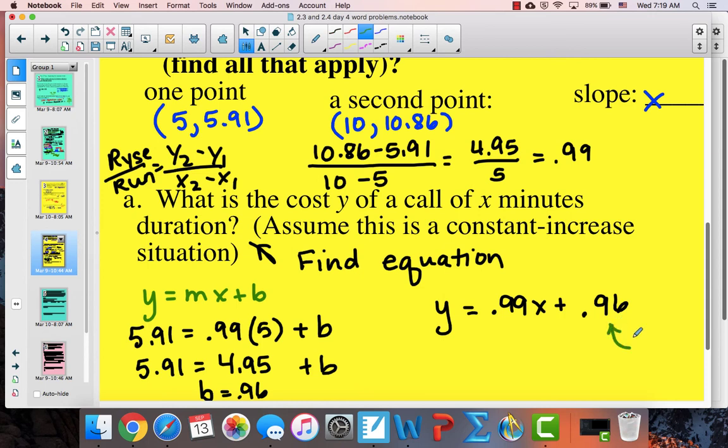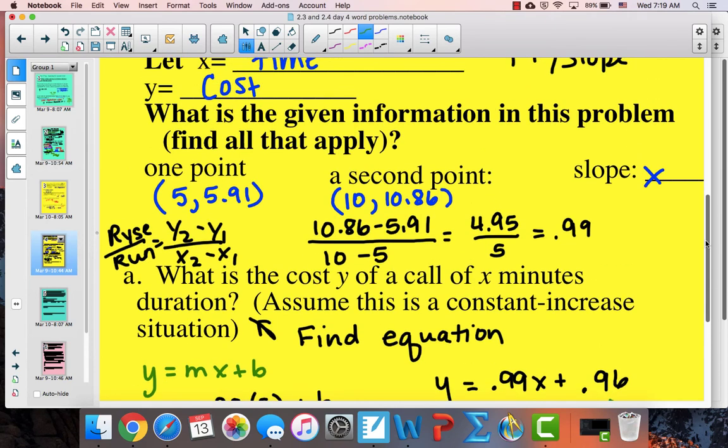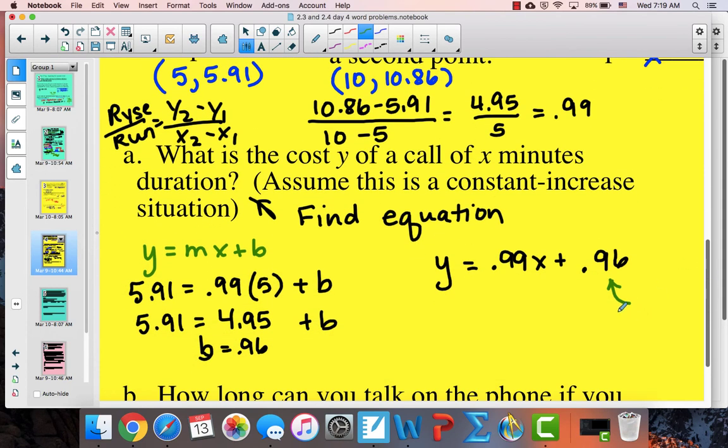Okay, so let's interpret this. What does this 96 cents mean in the context of this problem? Well, it was talking about the cost of a call, an overseas call, and it's the starting point. So that's actually the amount just to connect the call. And 99 cents is the amount per minute.